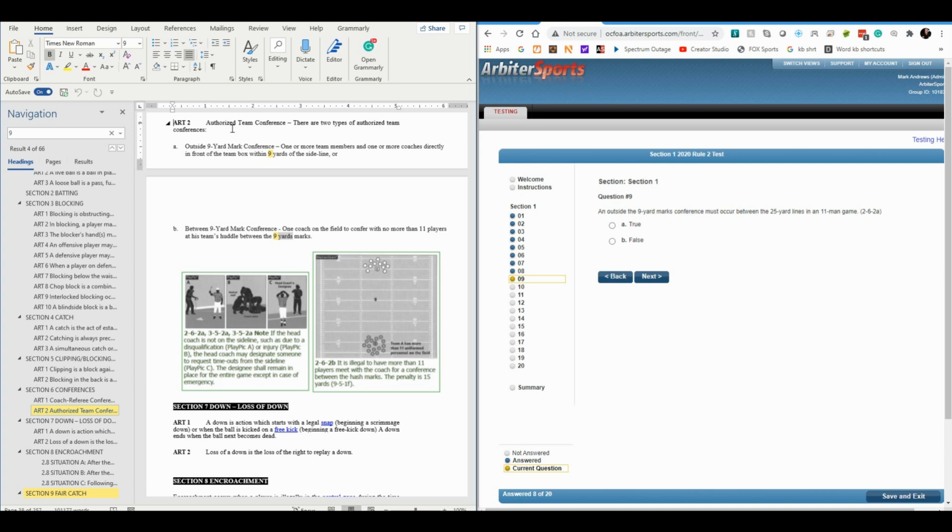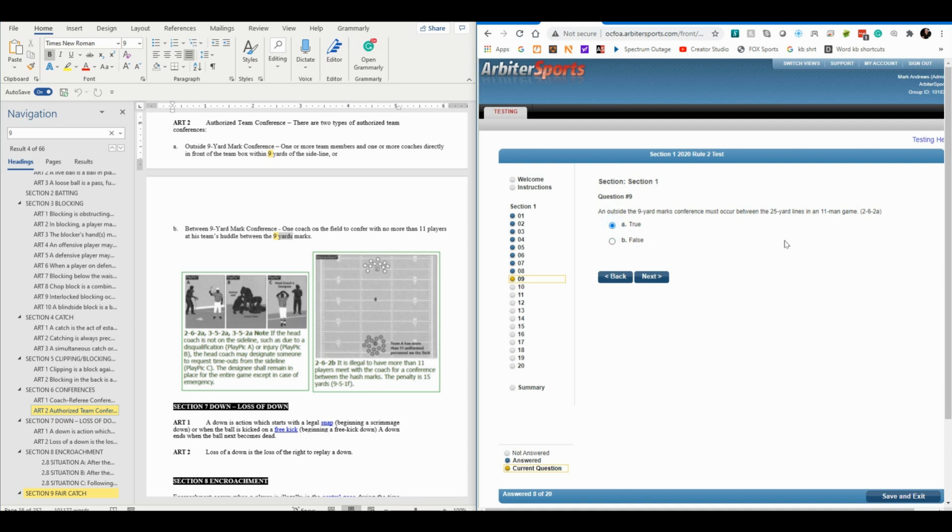Okay, so outside the 9-yard mark conference, one or more team members and one or more coaches directly in front of the team box within 9 yards of the sideline. So that's telling you that it has to be between the 25-yard lines. It has to be on the field. They can't be off the field. They can't be beyond the sideline. And so the question says, an outside the 9-yard marks conference must occur between 25-yard lines in an 11-man game. That's true. I know it's confusing.